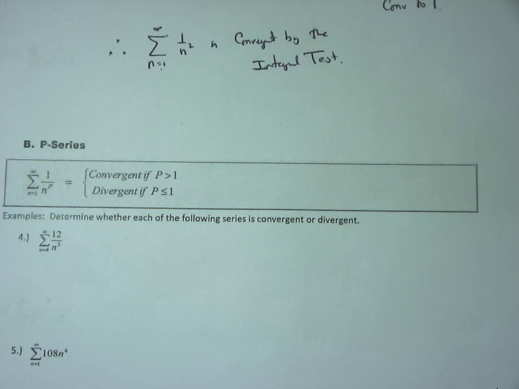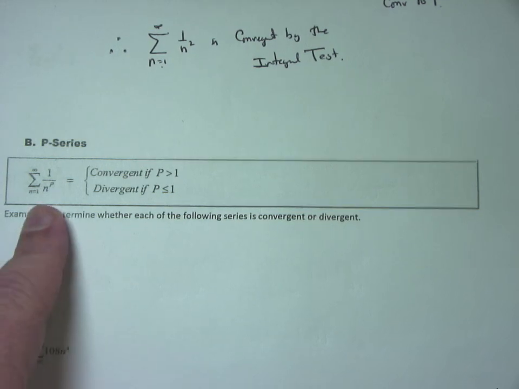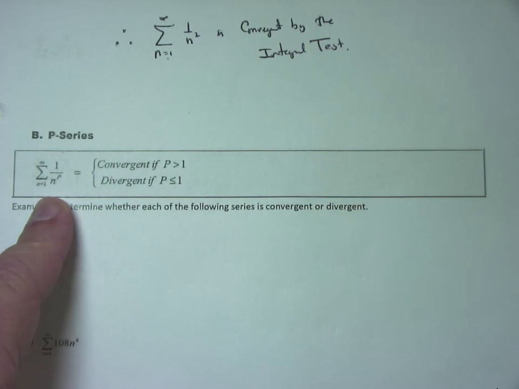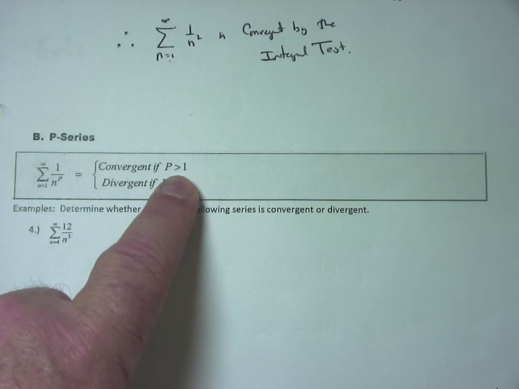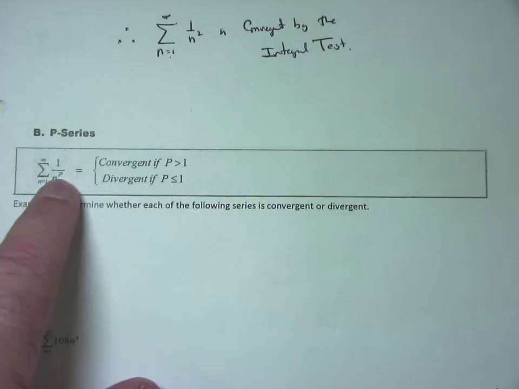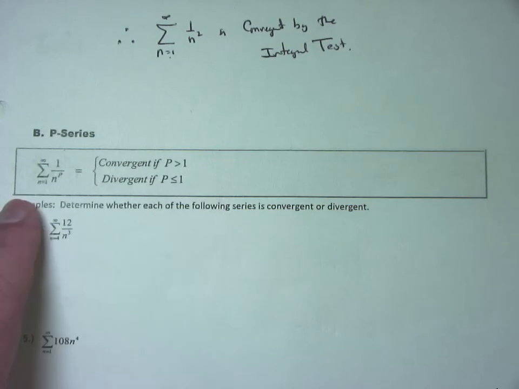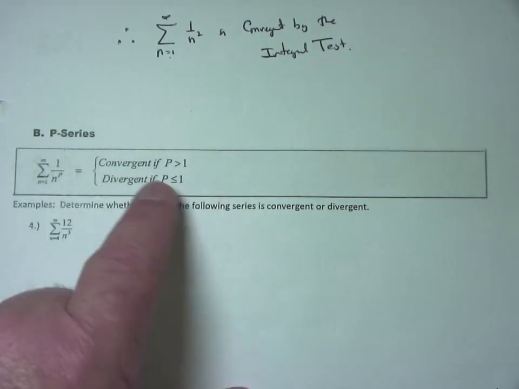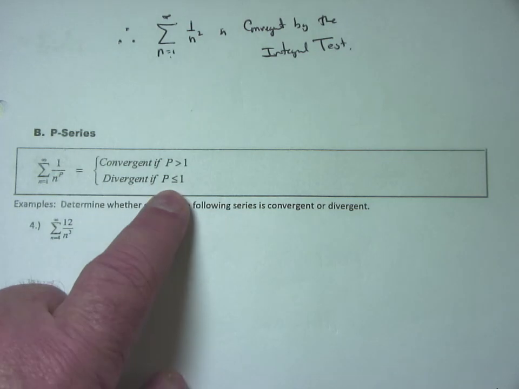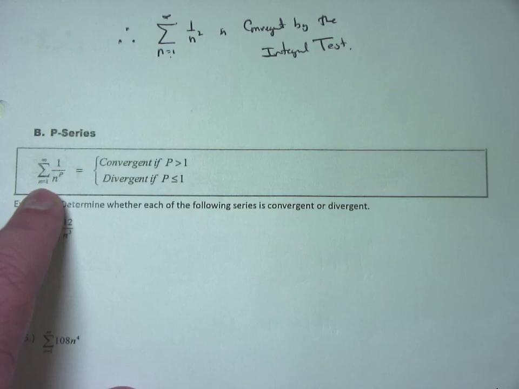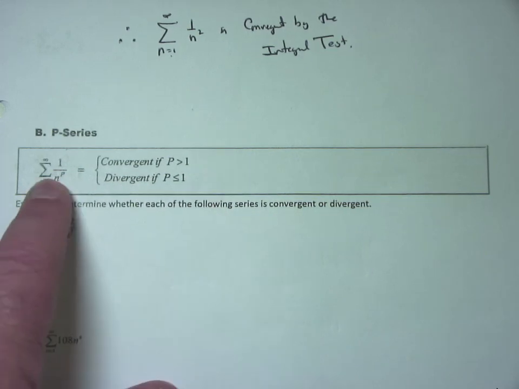The p-series is a series in this form: the sum as n goes from 1 to infinity of 1 over n to the power p. This p-series is going to converge if p is strictly greater than 1. So when that power on the n in the denominator is bigger than 1, the series is going to converge. If the power p in your denominator is less than or equal to 1, it's going to diverge. And notice when it's equal to 1, it's actually the harmonic series.